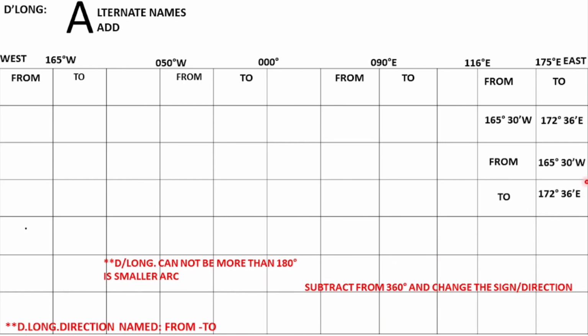Now 165 degrees west, 172 degrees east. Add, I am coming easterly, but more than 180, minus 360, and change the direction of your D.LONG. What you have got here. So this is the easiest way to do it. Always add it up, subtract 360, change the direction.